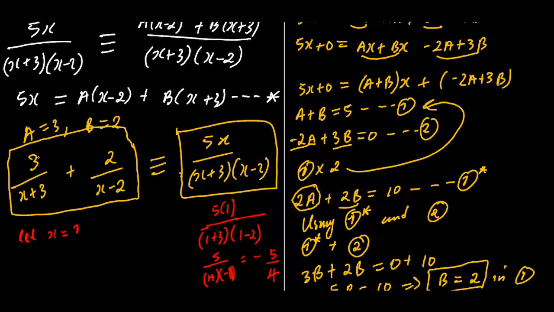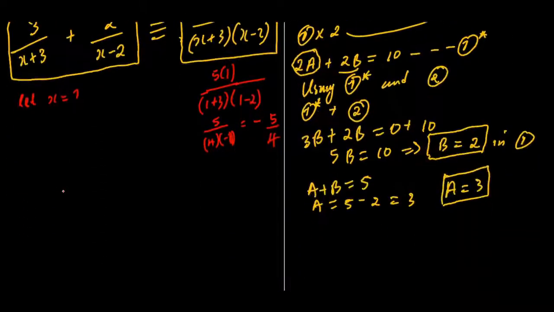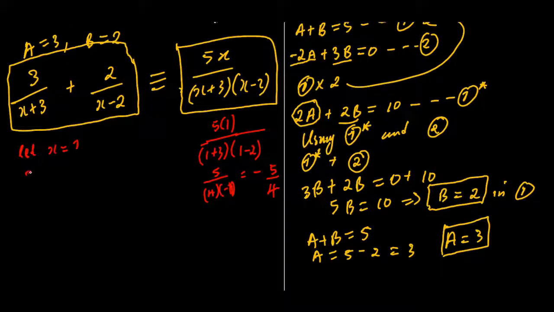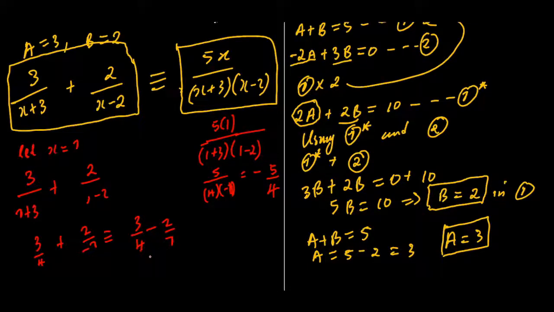Now we're going to do the same thing here. We're going to have 3 divided by 1 plus 3, plus 2 divided by 1 minus 2. So it means 3 divided by 4 plus 2 divided by minus 1, which means we have 3 divided by 4 minus 2 divided by 1. So the LCM here is 4. We have 3 here minus 8 here. So this is simply negative 5 on 4.